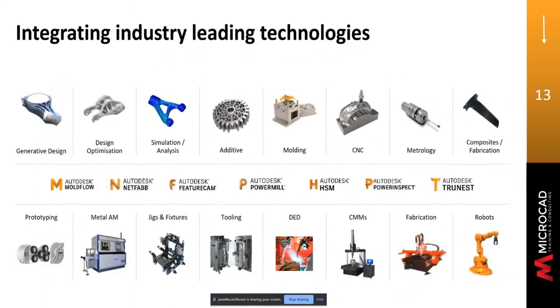And some of the newer technologies that are being implemented in industry today: generative design, design optimization, simulation and analysis, additive (3D modeling is additive), molding, CNC, metrology, which is the measurement, composites and fabrication, prototyping, jigs and fixtures, tooling, DED, which is metal additive, 3D printing using metal, and CMMs, coordinate measuring systems, fabrication, and robotics. So Autodesk has offerings to accomplish all of these new features in industry today.